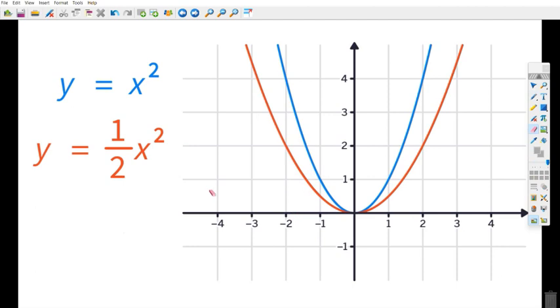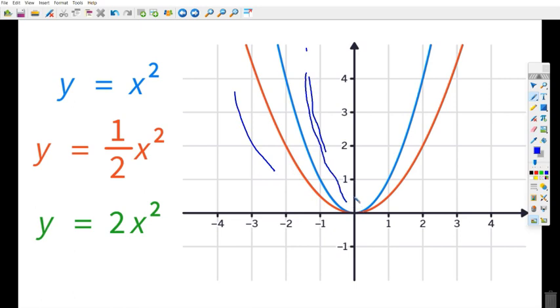Right, now what do you expect to happen if I increase my gradient? Am I going to get further away from the x-axis or closer to the x-axis? I'm going to get further away. So where's the green one? What do you expect the green one to look like? Is it going to be inside here somewhere or outside here? It's going to be inside here somewhere, because it's going to be further away than the blue one.